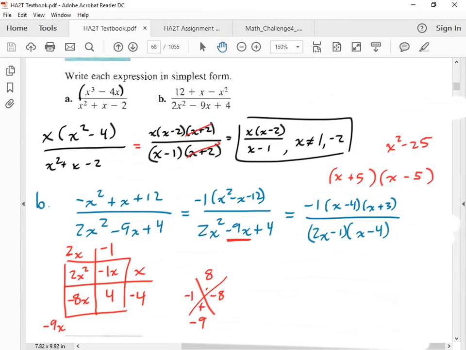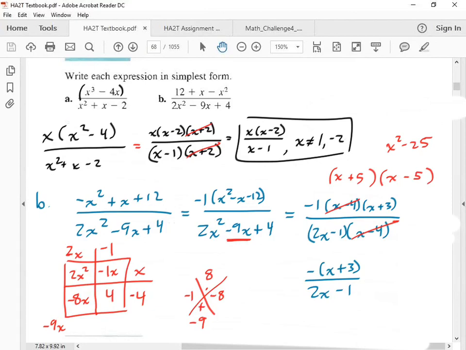Hey, the x minus 4 can cancel out. We could kill those x minus 4s. It's okay. Negative 1 times x plus 3 over 2x minus 1. All right, hey, we simplified. You guys good? It's the factoring, right?